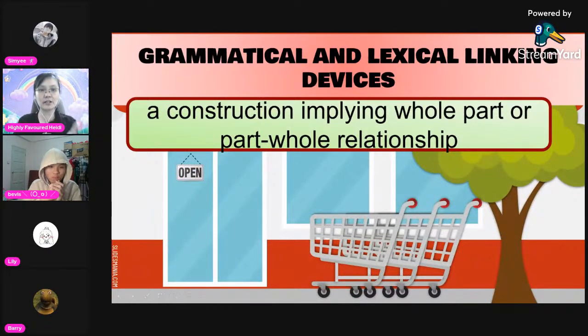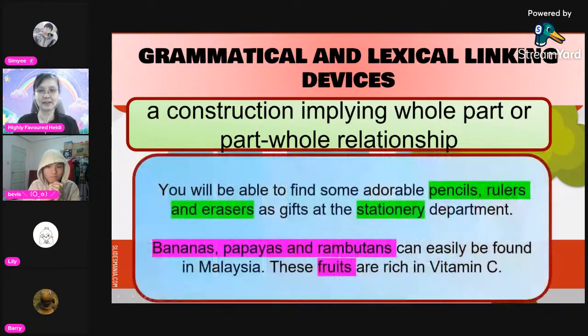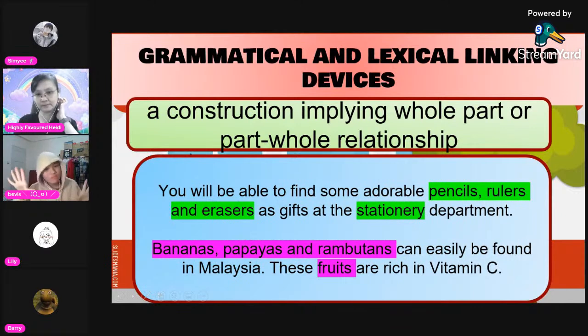Now, a construction implying whole-part or part-whole relationship. Let's see what that is. Let's have Sim Yi, can you read? You will be able to find some adorable pencils, rulers, and erasers as gifts at the stationery department. Bananas, papayas, and rambutans can easily be found in Malaysia. These fruits are rich in vitamin C. I think this one you all know, right? This one is stationery, that one is fruit. If you're able to do that, it's also under cohesive devices.